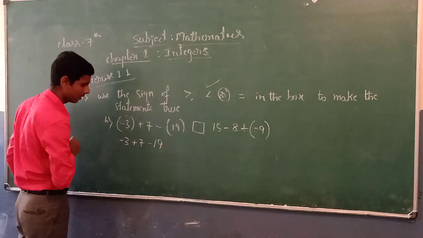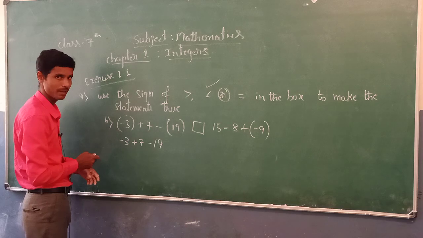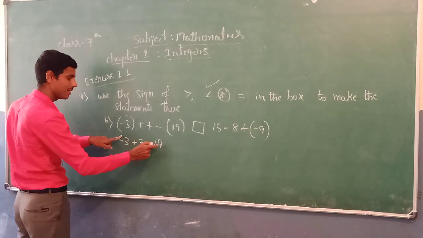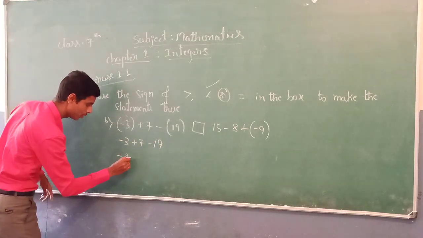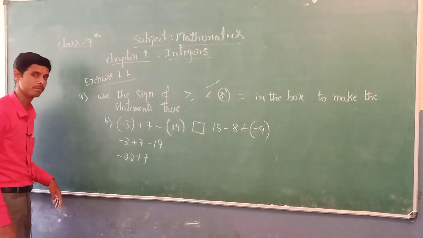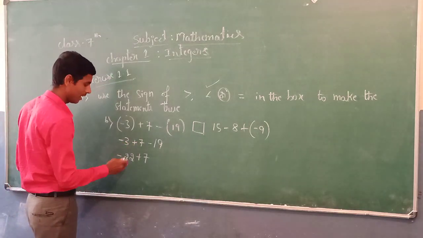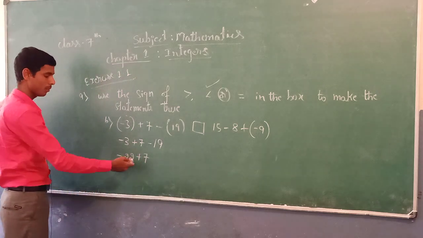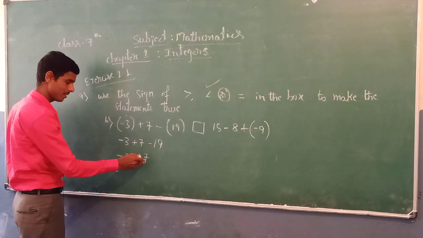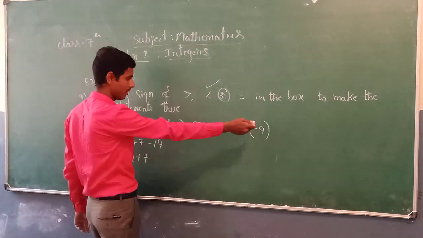In the other method, minus 3 plus 7 will become plus 4, and after that we can subtract. We will do it in this method. Minus 3 and minus 19 will become minus 22, and here we have left plus 7. When we have opposite signs, we will subtract. So minus 22 plus 7 is minus 15.